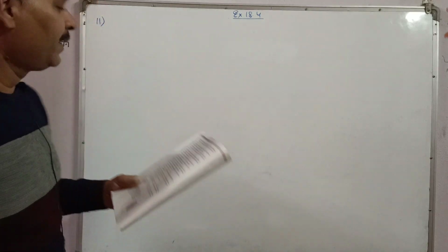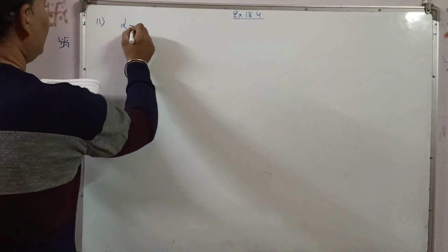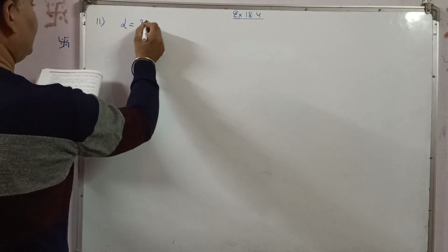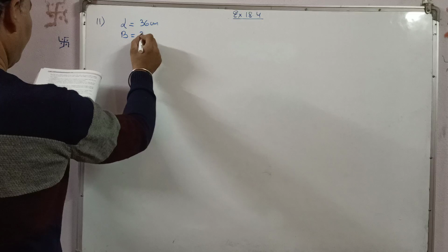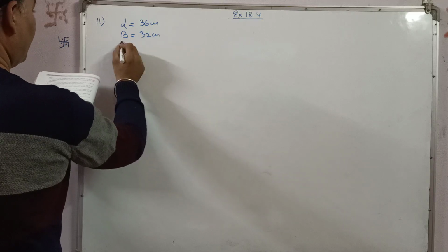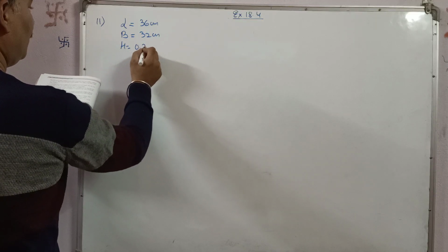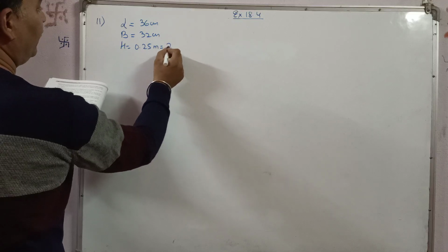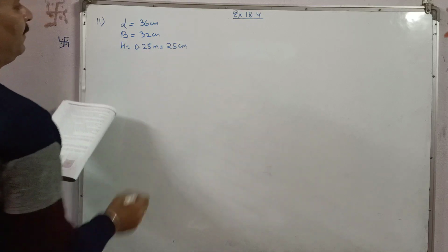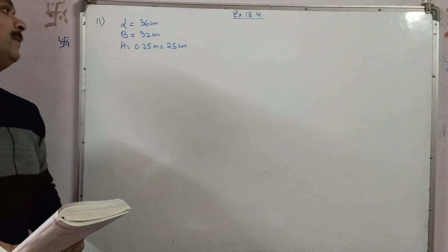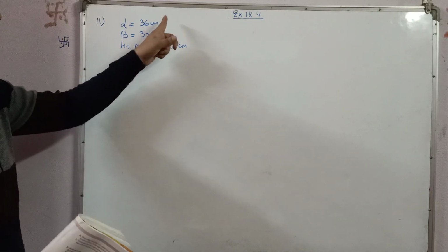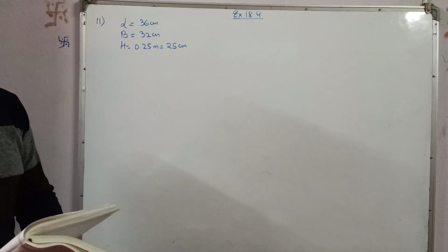0.75 per square centimeter? Okay, we have a cuboidal block whose length is given 36 centimeter, breadth is given 32 centimeter, height is given 0.25 meter, so we will convert it into centimeter. We all know that 1 meter is equal to 100 centimeter. So multiplying 0.25 by 100, we will get 25 centimeters, so that all the dimensions are in the same unit.